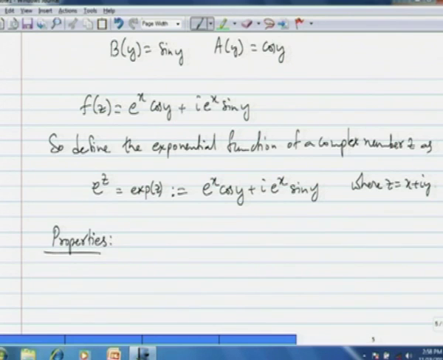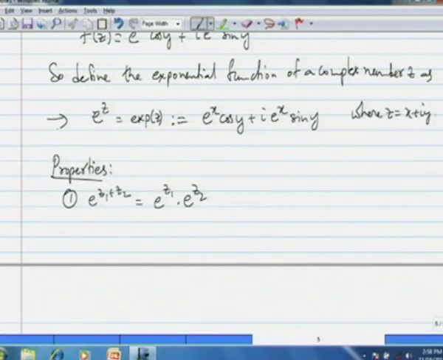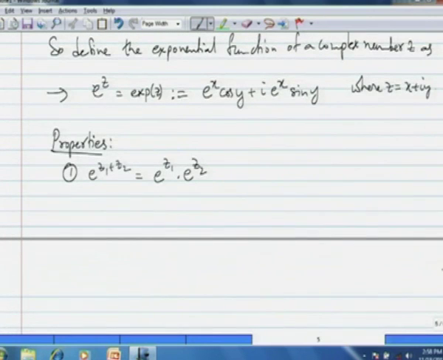So, firstly, let me note down the motivation as follows: e power z1 plus z2 is indeed e power z1 times e power z2. This was one of the properties we started off with, and with this definition now this holds. So, let us check that.